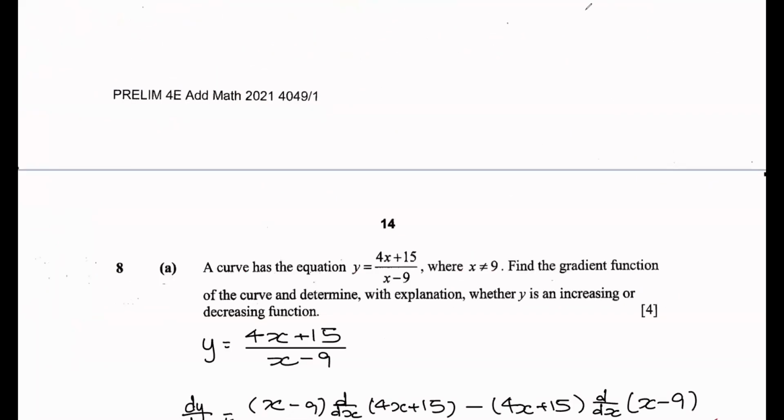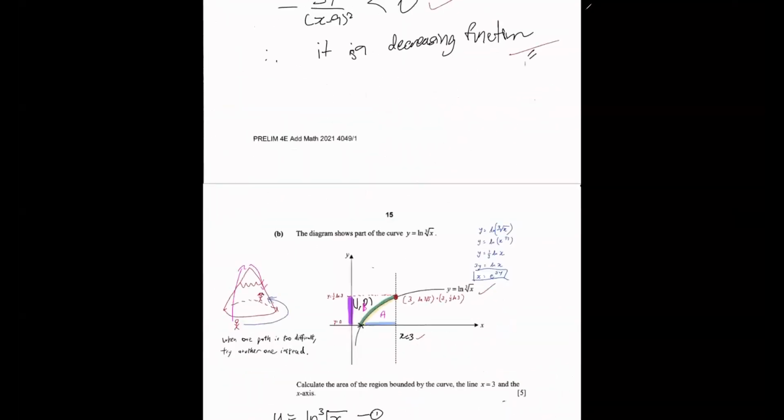Okay, next, go. This one, differentiation, nothing to say. Very good. Your proof is correct as well.